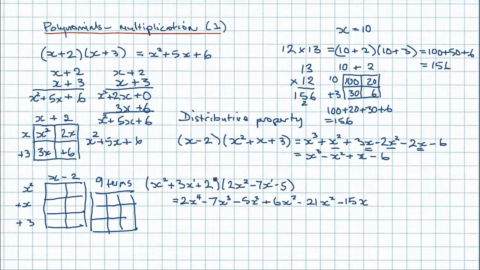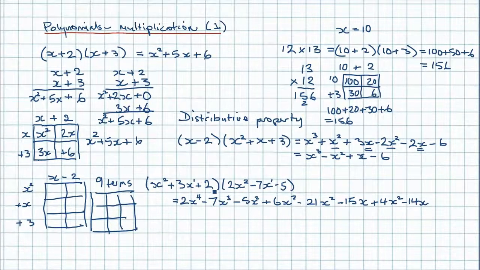So now we've just got, and it gets simpler actually as you go along because we've just got 2 here. So we've got 2 times 2x squared is going to give us 4x squared. 2 times minus 7x is going to give us minus 14x.